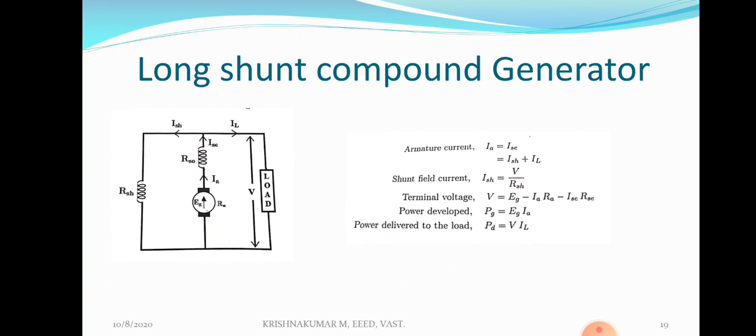In the category of self-excited generators, we studied shunt generators and series generators first. The third one is the compound generator. The basic difference is that in the earlier two generators, whether shunt or series, there is only one field winding and one armature winding. In the compound generator also, there is only one armature winding, but the stator consists of two field windings, shunt field winding and series field winding.